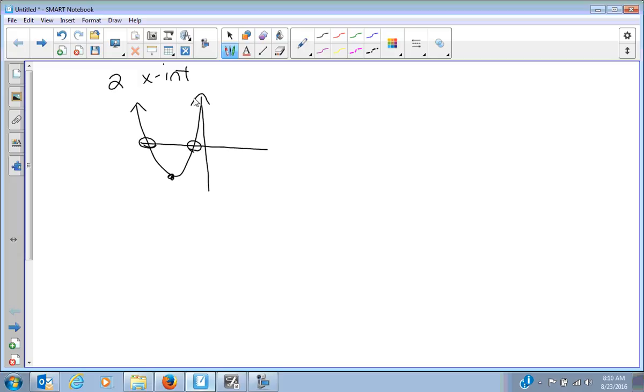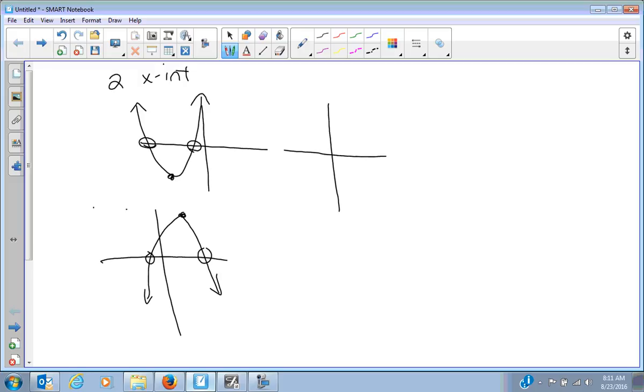How else could that happen? Where else could I have my vertex, and the way the shape of the graph is going, and I get 2? I could have my vertex over here. It could be over here or here. It doesn't matter. Just above the x-axis. And which way is the concavity going to be going? It's facing down. I still have 2 x-intercepts. You good?